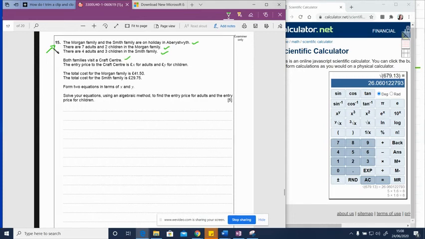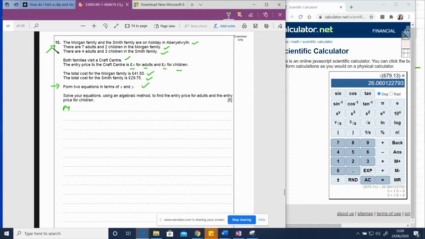The entry price to the craft centre is x pounds for adults and y pounds for children. The total cost for the Morgan family is £41.50. The total cost for the Smith family is £29.75. First thing it asks us to do is form 2 equations in terms of x and y, and then solve these equations using an algebraic method to find the entry price for adults and children. And I can see straight away it's simultaneous equations. But I'm going to start by forming 2 equations in terms of x and y.